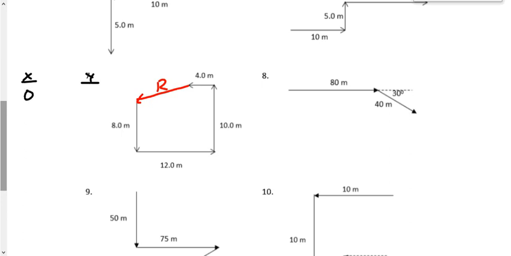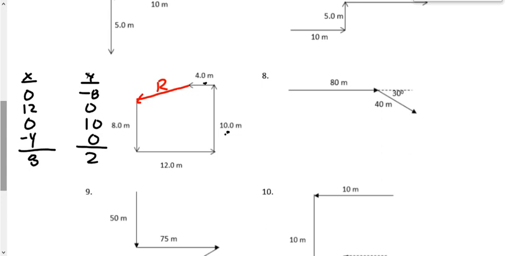0 for the first one, -8 for the y component. 12 meters for the x component of the second one, 0 for the y component. 0x, 10y for the third one here. And -4 for the x component of the last one, and 0 for the y component of the last one. Add these up, you get a total of 8 for the x, 2 for the y.